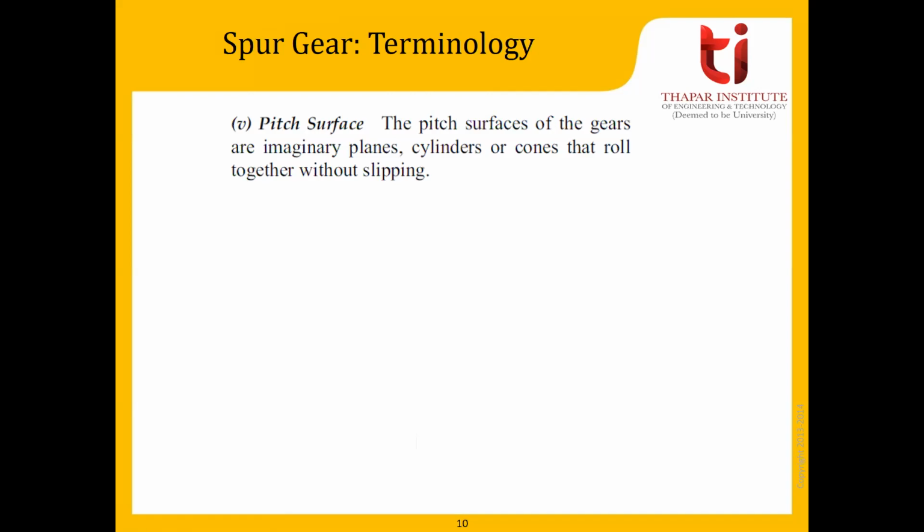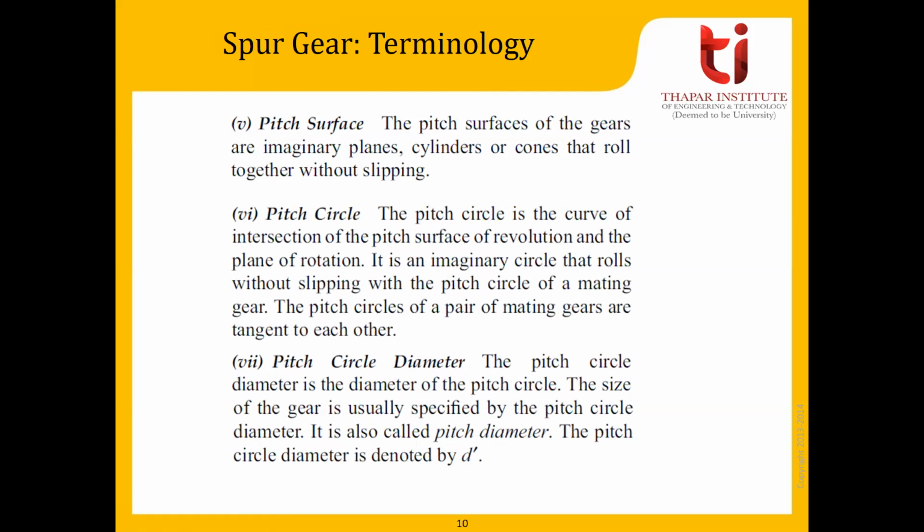Then the pitch surface. The pitch surfaces of gears are imaginary planes, cylinders, or cones that roll together without slipping. The pitch circle is the curve of intersection of the pitch surface of revolution and the plane of rotation. It is an imaginary circle that rolls without slipping with the pitch circle of the mating gear. The pitch circles of a pair of mating gears are tangent to each other, as we saw in the friction wheel case.